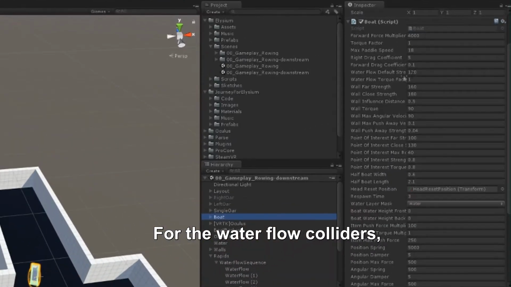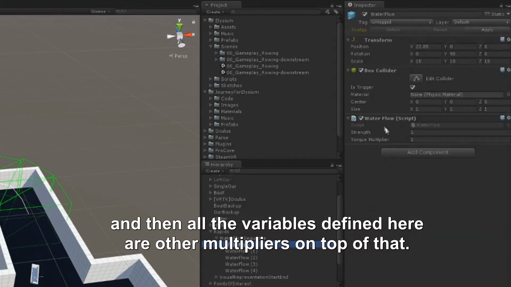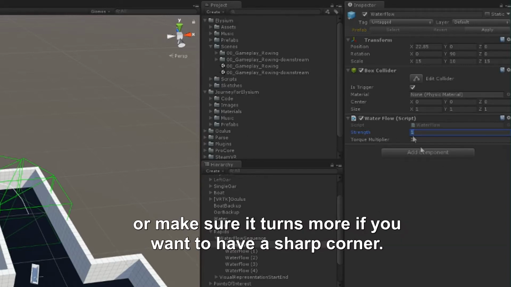For the water flow things, you have a default strength and default torque factor, and then the ones that are defined here are other multipliers on top of that. So you have a default strength for the water flows, and then you can increase a certain water flow or make sure it turns more if you want to have a sharp corner where you need to easily get past.